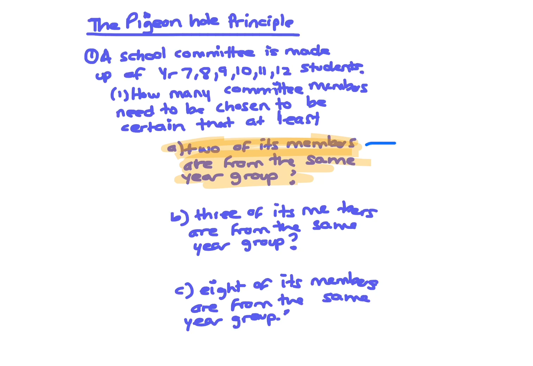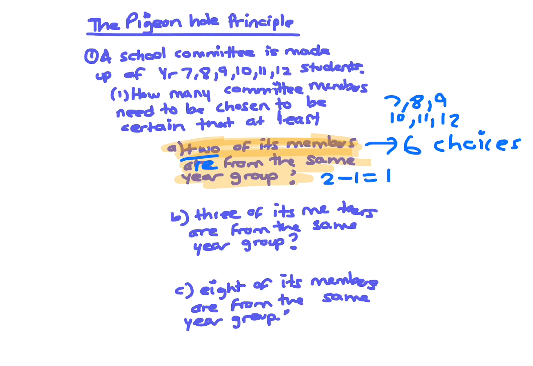Okay, so if 2 of its members are from the same year group, that means we have them from 7, 8, 9, 10, 11, 12. So we have 6 choices. So at least 2 of them from the same year group. That means if you take the 2 and take away 1, then you'd have 1 lot of 6, which is 6, and add 1 again, and you'll have 7. So you would need to choose 7 members before 2 of them would be from the same year group.